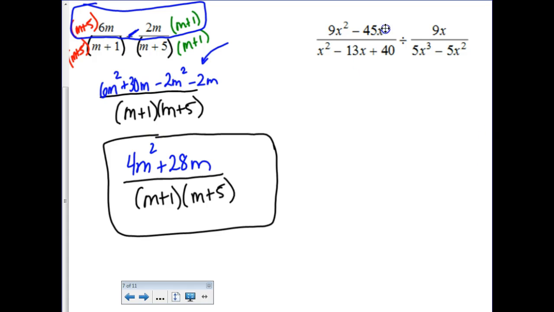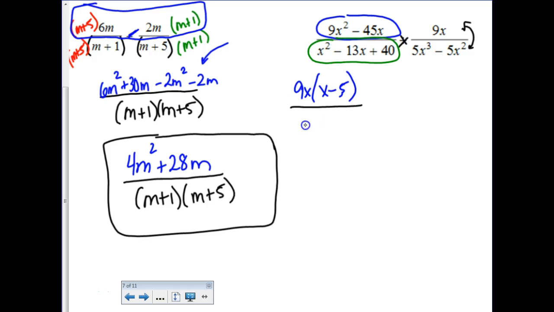Okay, the next question is division, but we don't actually divide fractions. What do we do? We change it to a multiplication sign by reversing the second fraction. So I'm going to factor and flip all at the same time. This numerator looks like we'd factor out a 9x. And then this denominator is just a traditional trinomial, so x minus 8 and x minus 5.